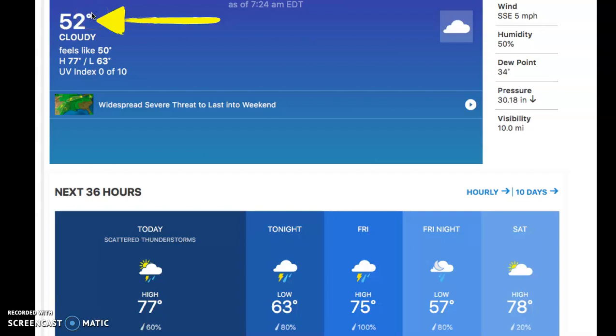Now, if you were talking to someone from another part of the world, or you were talking to your family back in the country where you came from, or an international student or something, you might specify to them 52 degrees Fahrenheit so that they don't think you're talking about 52 degrees Celsius.